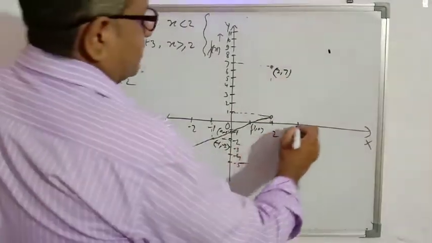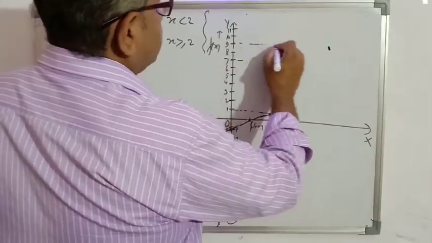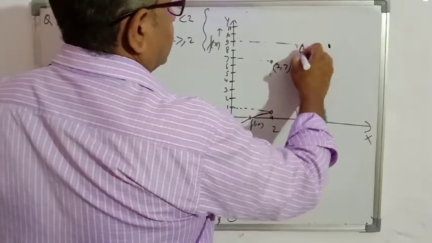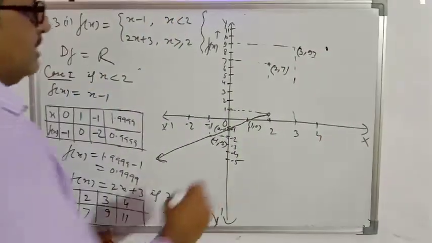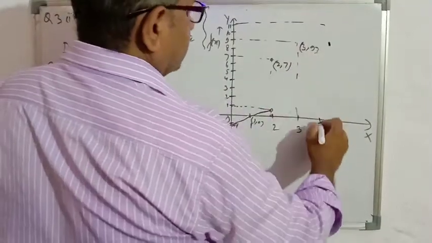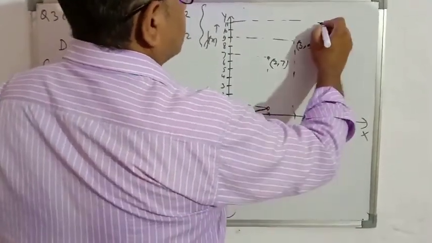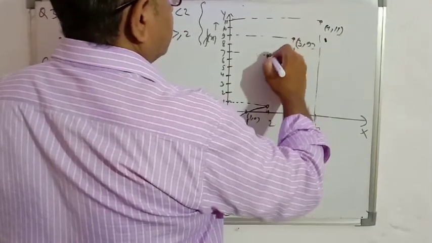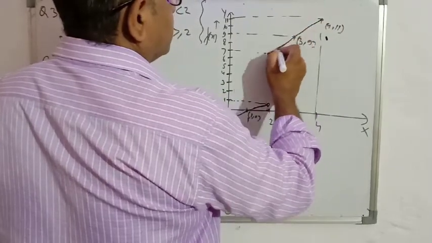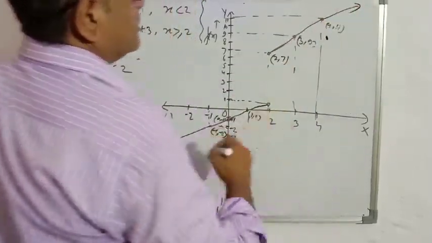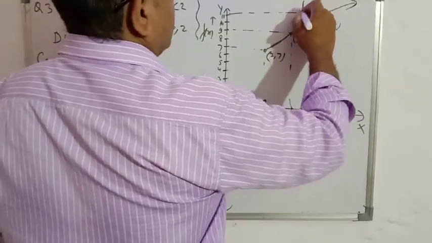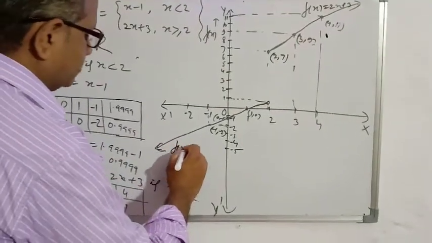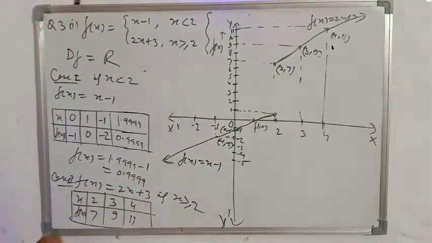x is 3, y is 9. So 3 is here. (3, 9). x is 4, y is 11. This point (4, 11). So we will join it, like this. So this is the graph for f(x) equal to 2x plus 3, and this graph is f(x) equal to x minus 1.